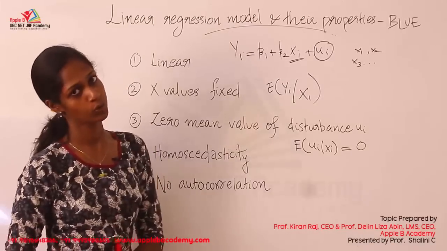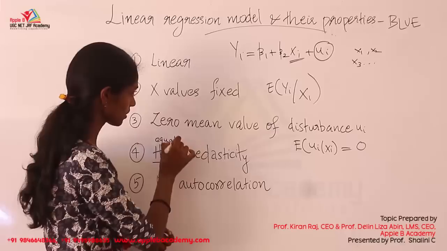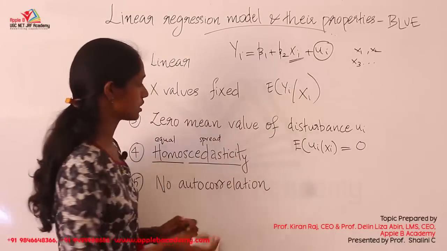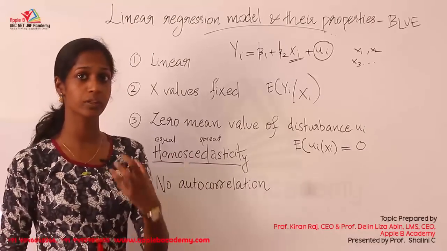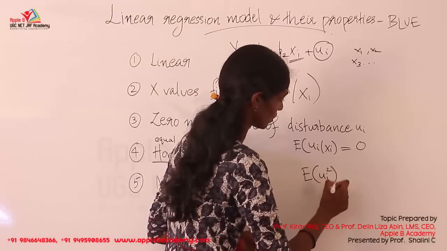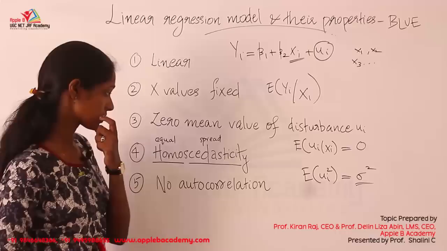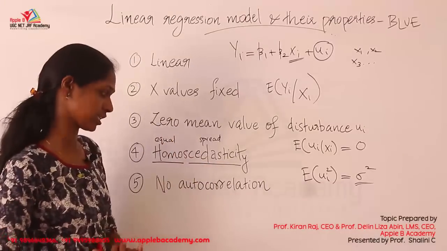The fourth assumption is homoscedasticity. Homo means equal and scedasticity means spread. So this regression model has an equal spread, otherwise called a uniform variance. It is symbolically given as expectation of ui square is equal to sigma square, where sigma square is the variance. So homoscedasticity indicates a uniform variance in a classical linear regression model.